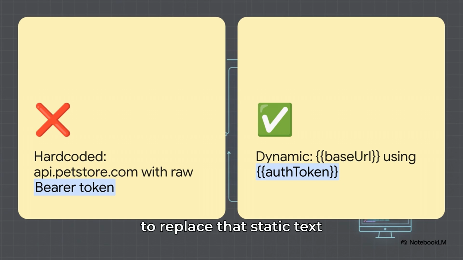Instead, we want to replace that static text with double curly braces. Things like base URL and auth token. This is dynamic syntax. It's a simple abstraction, but it means your request is no longer tied to one single environment or some temporary secret. It becomes reusable, clean, and totally professional.